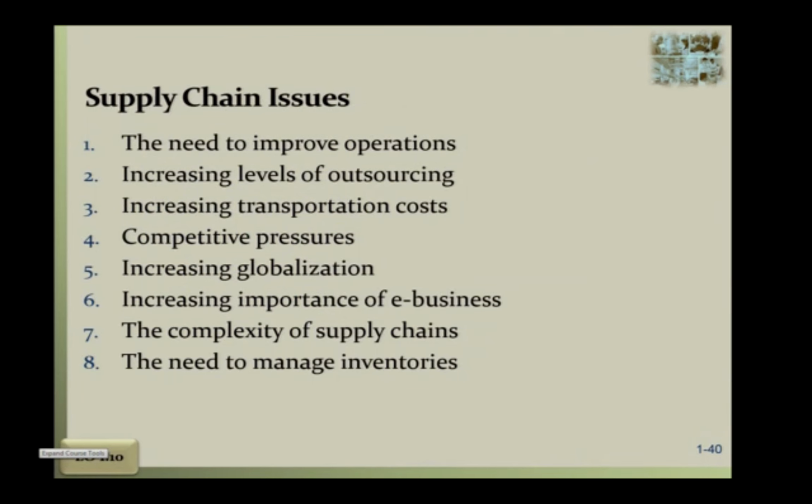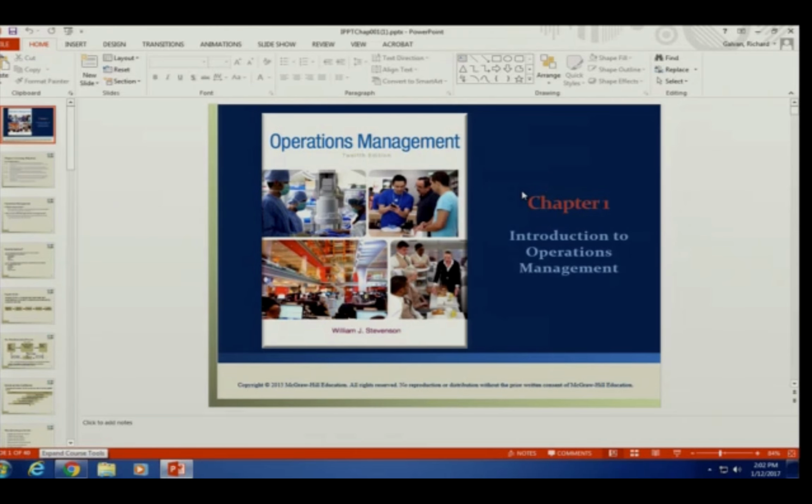So, the need to improve operations, and increased levels of outsourcing. As you see, we have more and more outsourcing going on all over the world because it's more efficient. Increasing transportation costs is another issue, especially if you're transporting bigger, bulky items. Much more competitive pressure, higher globalization, more and more importance of e-business, more complex supply chains, and the need to manage inventory. So that's it for chapter 1.